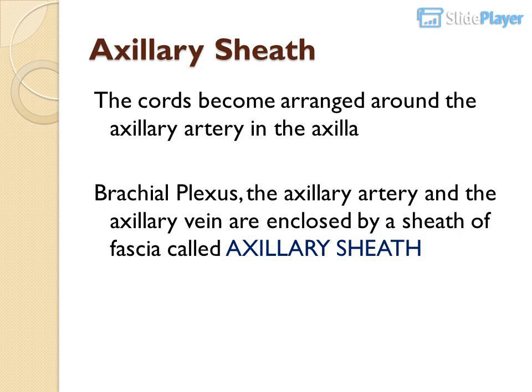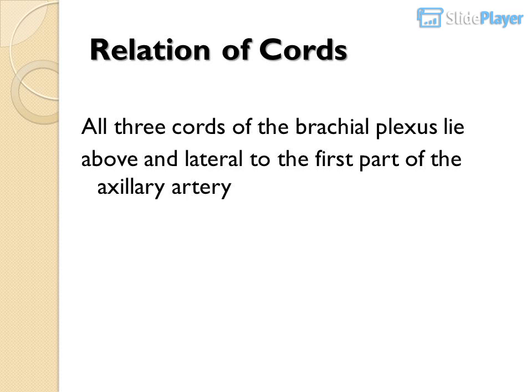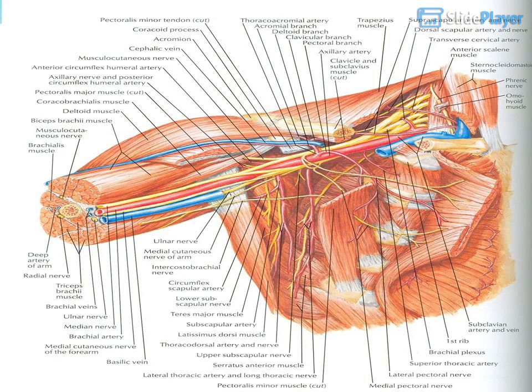Axillary sheath. The axillary artery and the axillary vein are enclosed by a sheath of fascia called the axillary sheath. Relation of cords. All 3 cords of the brachial plexus lie above and lateral to the first part of the axillary artery.